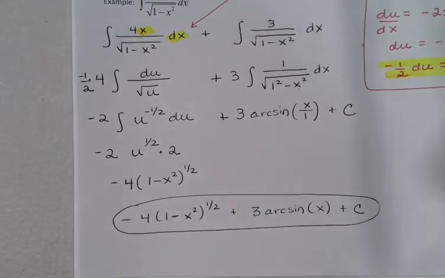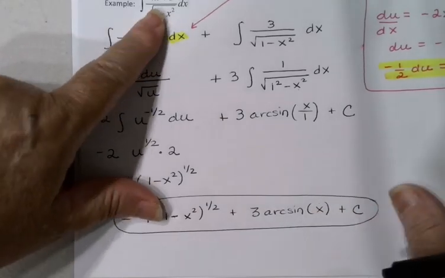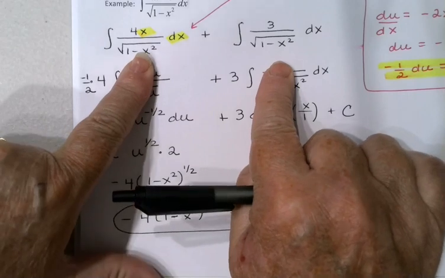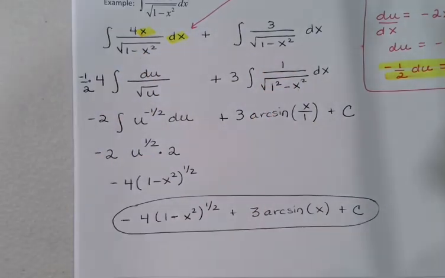So keep in mind that strategy of separating a numerator, writing it as two separate fractions, and then treating each fraction as its own integral. It's a common trick for these. The other fairly common trick is completing the square.